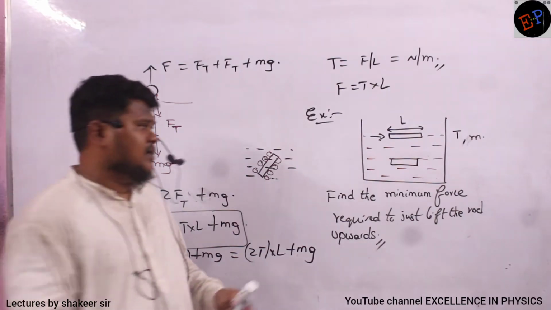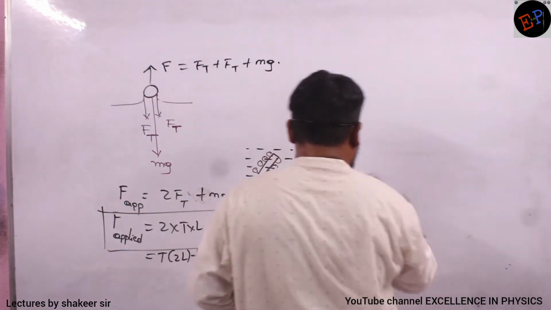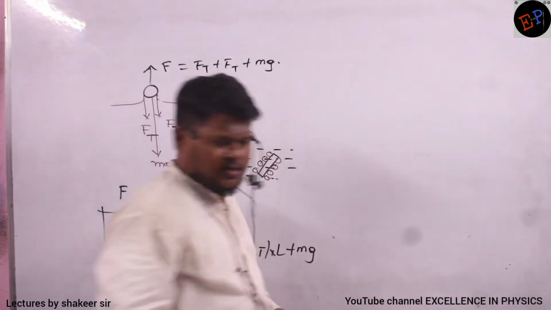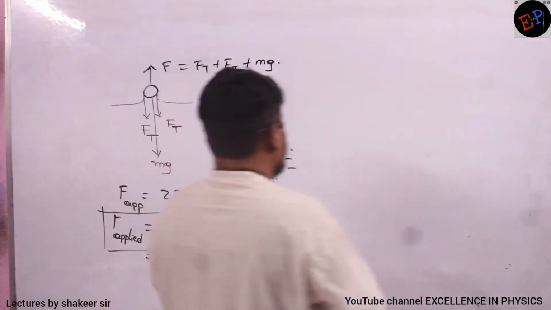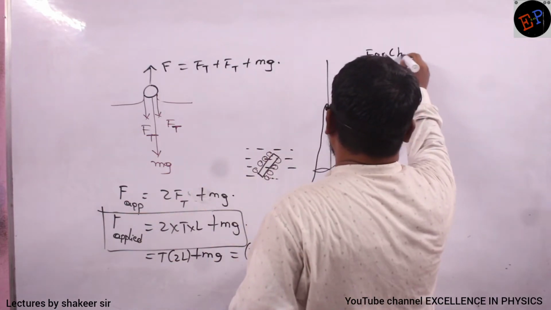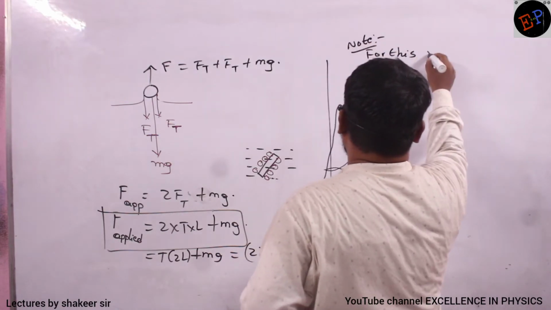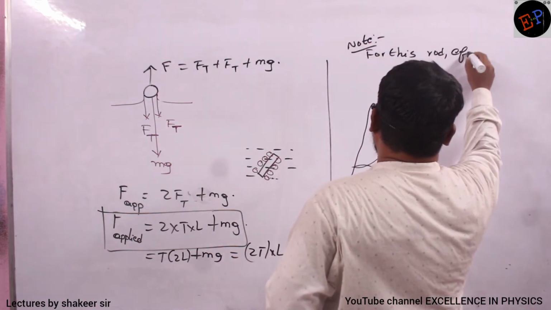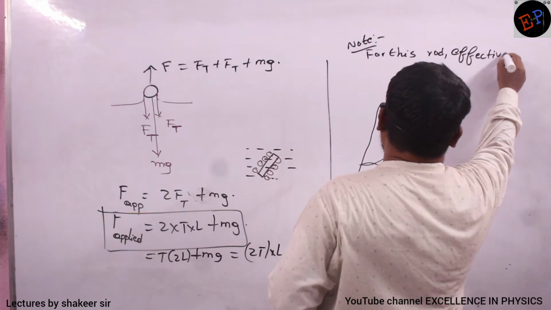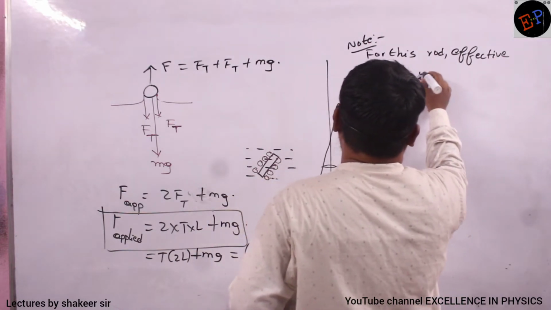So therefore here what is the point we have to write? The point is that for this rod, the effective length is how much? The effective length is 2L.